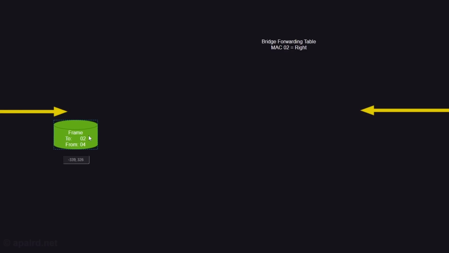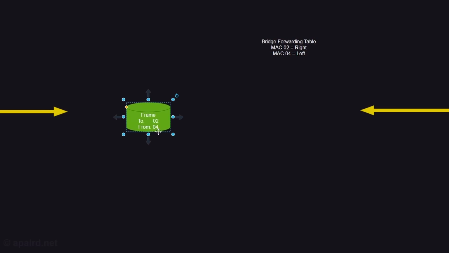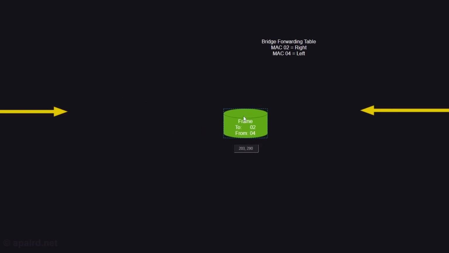Now I get a frame back on the left side and it's reversed. So it's from 04 to 02. Now I can add MAC 04 to the forwarding table as well. So I know MAC 04 is on the left. And I already know where 02 is. I know it's on the right. So I send it off on the right.